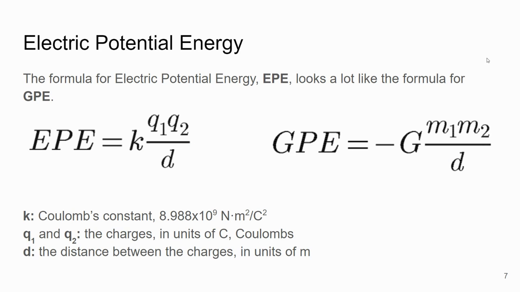So anyhow, notice that our EPE formula for electric potential energy looks very similar in form to our GPE formula. Just replace the G with a K, the M's with Q's, and distance stays the same. And the minus sign, we'll deal with the minus sign in a second. But just like last chapter, Coulomb's law, F sub E is equal to K Q1 Q2 over D squared, looks a lot like Newton's law of universal gravitation, F sub G is equal to big G M1 M2 over D squared. EPE looks a lot like GPE. These ideas are analogous.